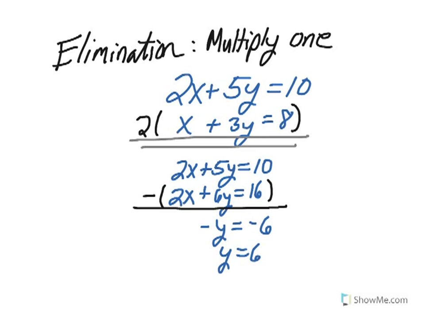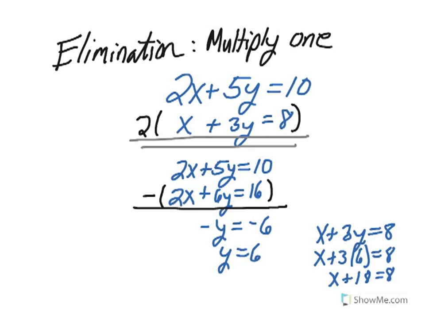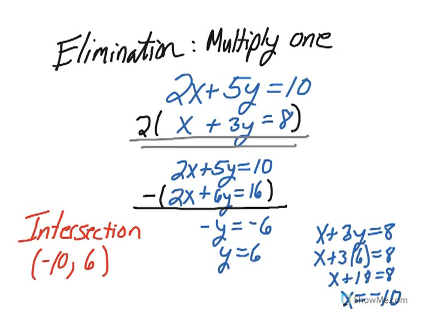Now we have to substitute back into one of the two original equations. Making sure you remember, we have to substitute back into the original equation. So I'm going to choose the x plus 3y equals 8. When we substitute y in for that, we get x plus 3 times 6 equals 8. Then we have x plus 18 equals 8. Subtracting 18 from both sides, we get x equals negative 10. So our intersection point is negative 10, comma 6. Please pause the video and copy this into your notes.